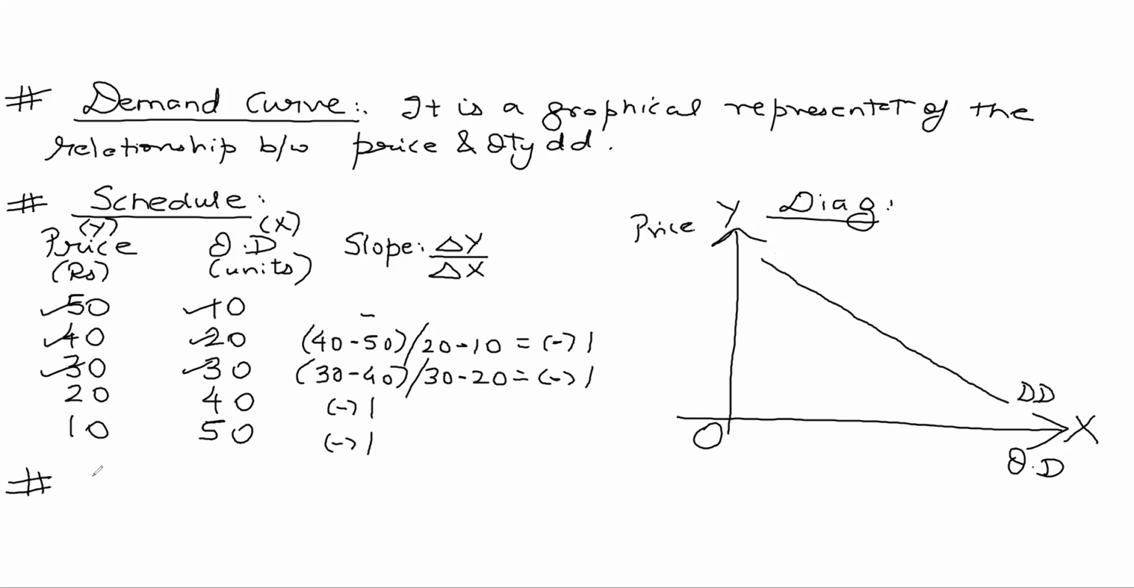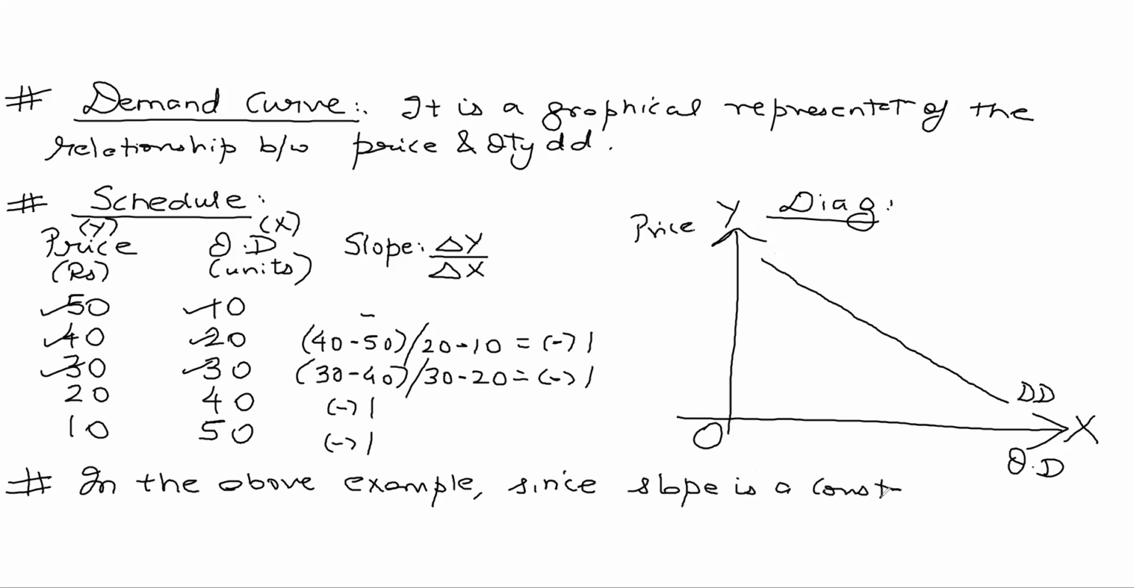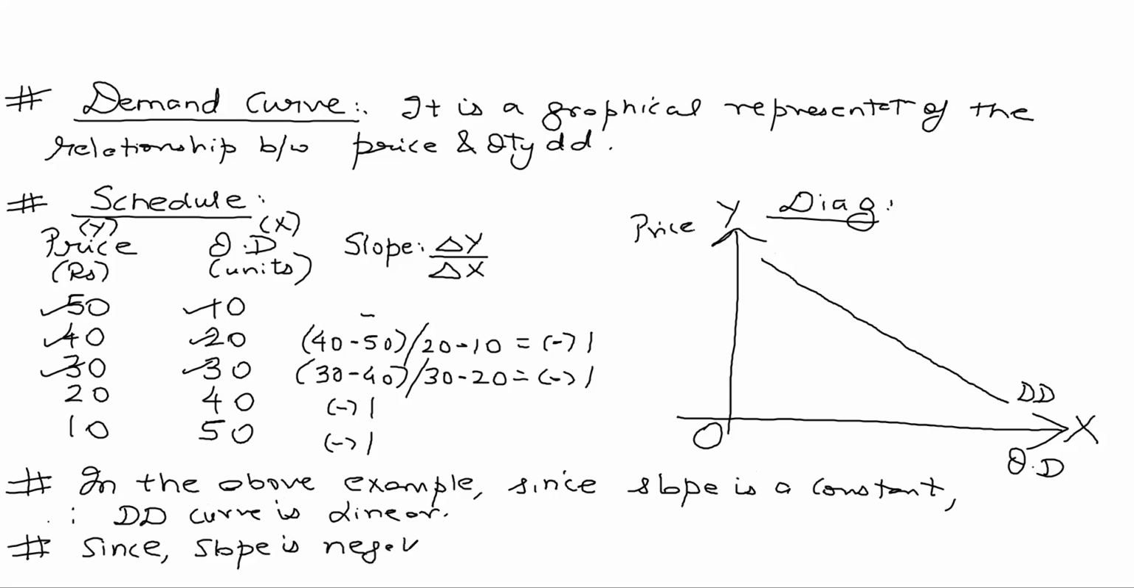I can say in the above example, since slope is a constant, therefore demand curve is linear. Also, since the slope is negative, demand curve is downward sloping.